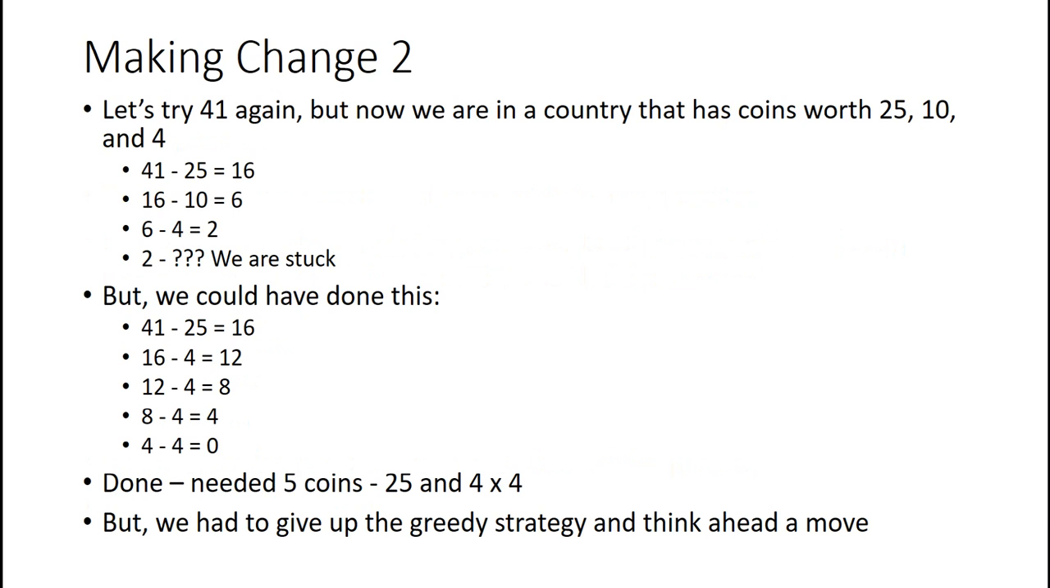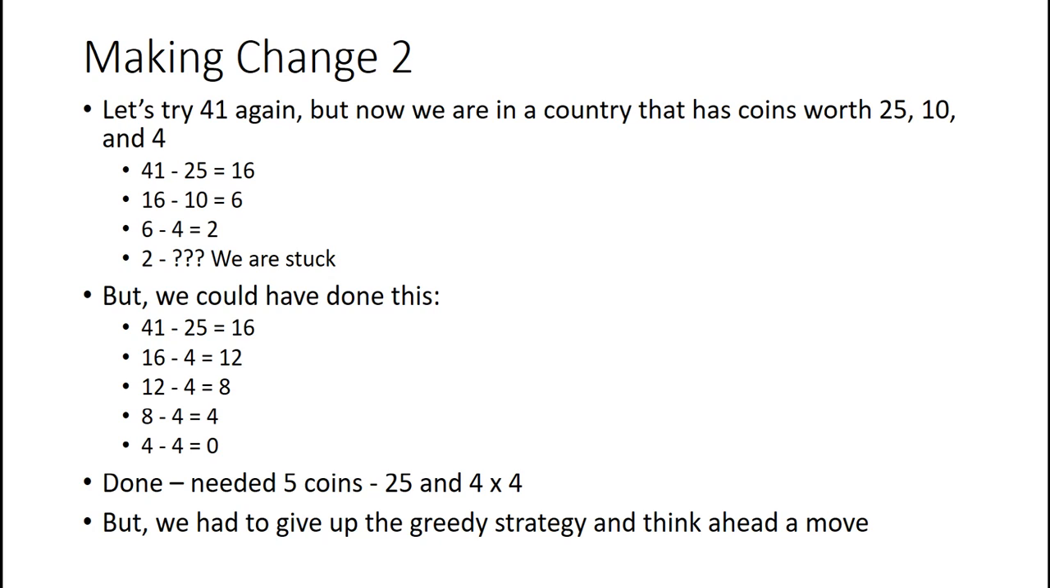But let's try 41 again, only now we're going to be in a country that has coins worth 25, 10, and 4. So we begin with our 41, and once again, we take out 25, the biggest coin, and we get 16. And we take the 16, well, there's no point in trying to take 25 out again, that won't work. But we can take out the 10, and that gives us 6.